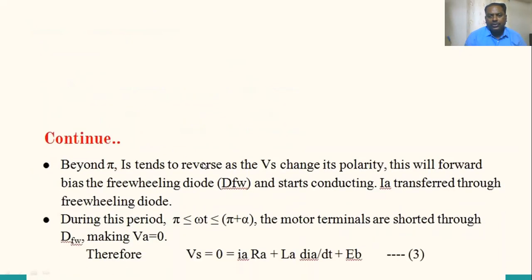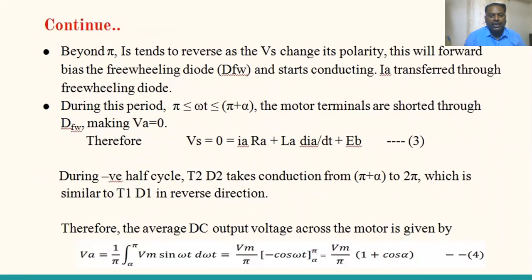Similarly, during the negative half cycle, you can observe what will happen here. Beyond pi, Ia tends to reverse as Va changes polarity. This will forward bias the freewheeling diode and it starts conducting. So Ia transfers from T1 D1 at pi to the freewheeling diode. During this period from pi to pi plus alpha, the motor terminals are shorted through the freewheeling diode. Therefore, the voltage across the armature becomes zero. So Vs is equal to 0, which is equal to Ia Ra plus La dIa by dt plus Eb.